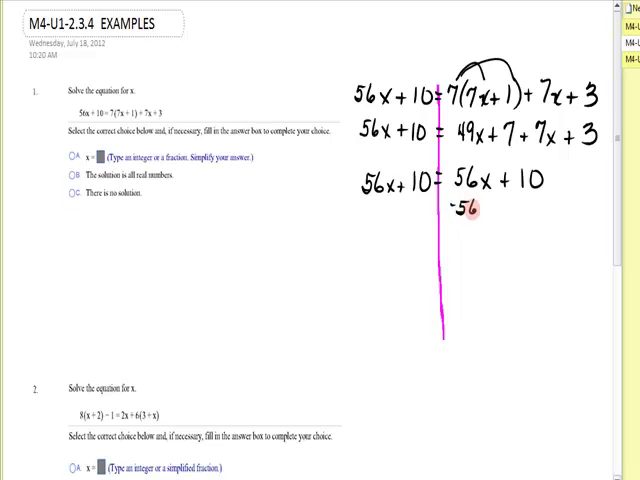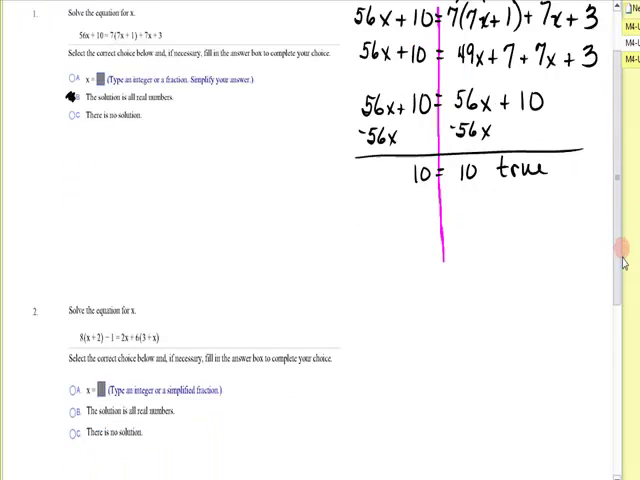We would subtract 56x because we have variables on both sides, and that leaves me with 10 is equal to 10. Variables are gone. Look at the statement. It is true. There is not a unique answer. The solution is all real numbers. Okay, so 10's not the answer, true's not the answer. The solution is all real numbers. That's an infinite number of answers. That's the answer. Okay, let's look at the next one.